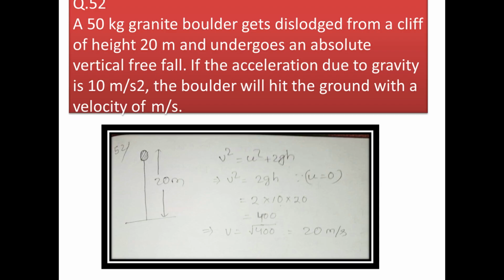Next question. A 50 kg granite boulder gets dislodged from a cliff of height 20 meter and undergoes an absolute vertical freefall. If the acceleration due to gravity is 10 meter per second square, then the boulder will hit the ground with a velocity of dash meter per second. Here we will use the formula v square equal to u square plus 2gh. Because the object was initially at rest, the value of u is 0 and our equation becomes v square equal to 2gh. Now by putting the values of g and h, we will get the value of final velocity as 20 meter per second.